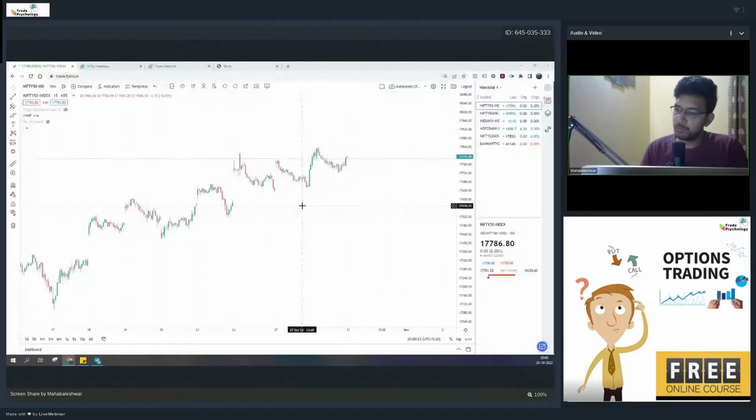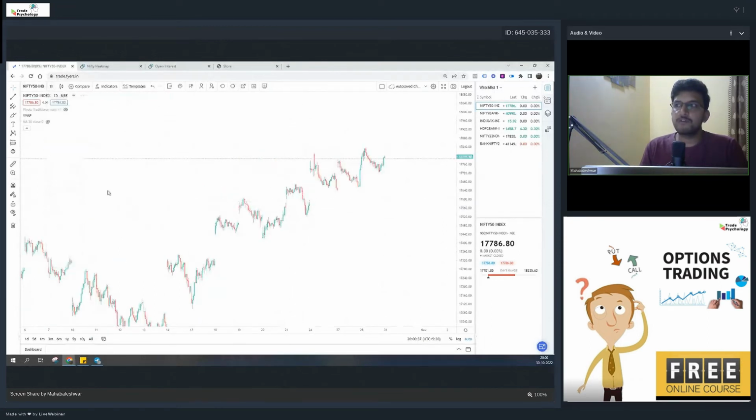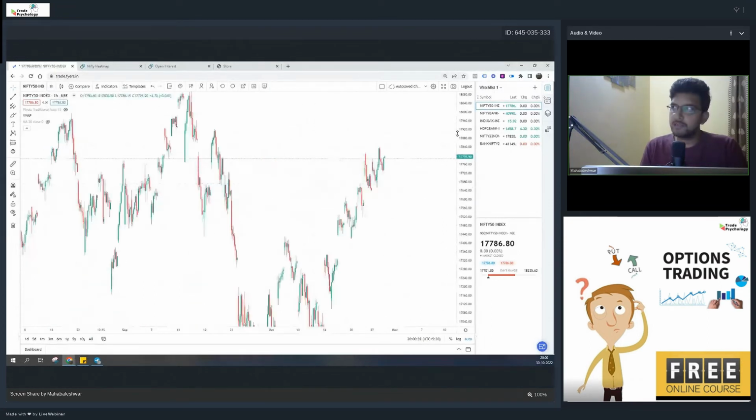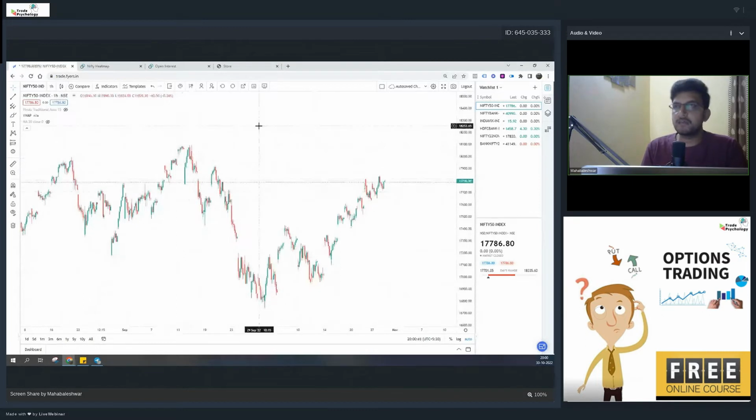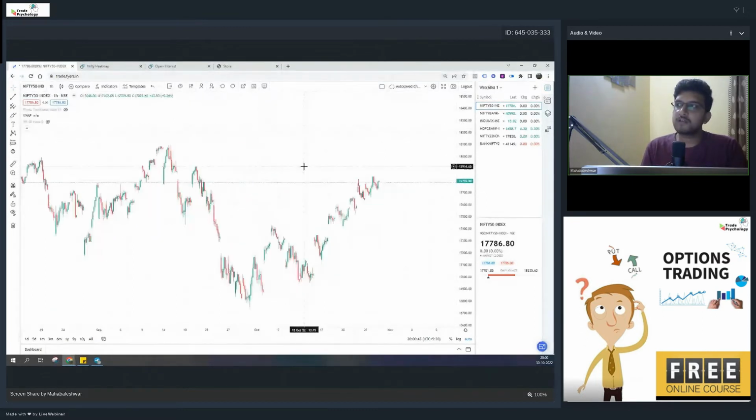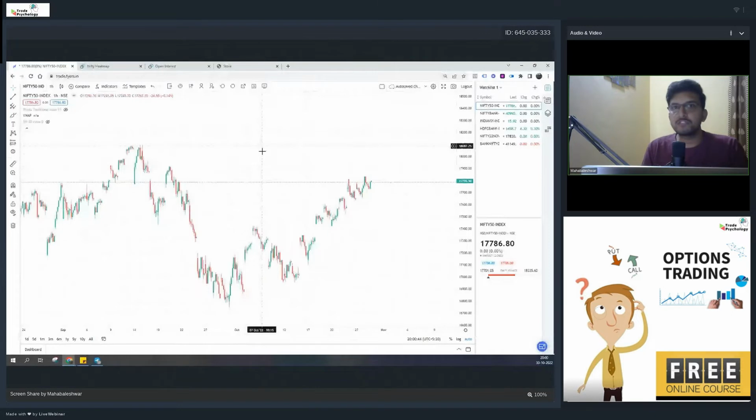I'll be going through the market trend. For this, I'll be using the 1 hour time frame for Nifty to make our analysis better. And this platform is Fyers. I'll be using this platform so that we can look into multiple data points. We can look into open interest. We can look into multiple charts.